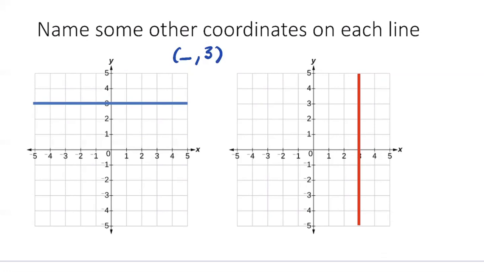On the red line here, it doesn't matter what you've put, as long as the first part of your coordinate is 3. The second part could be anything from on here, the ones you can see, you could have 3, minus 5, minus 4, minus 3, minus 2, minus 1. As long as 3 is that first part of the coordinate, then it's correct.